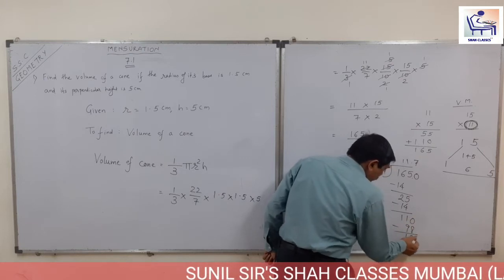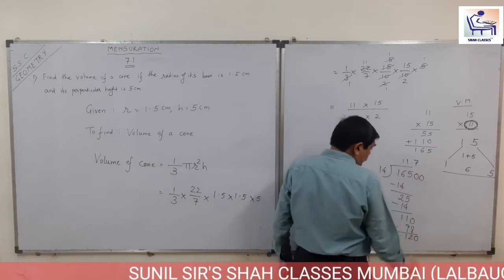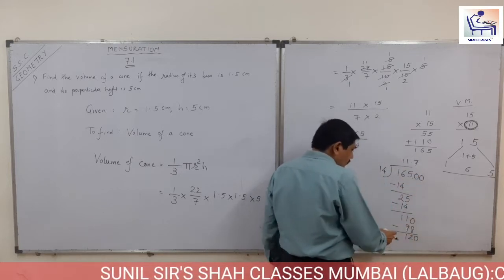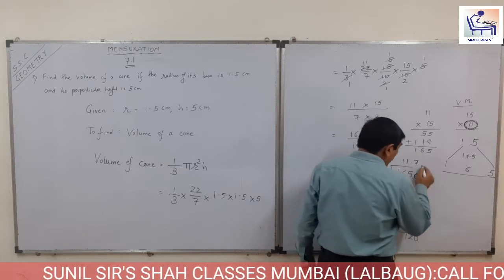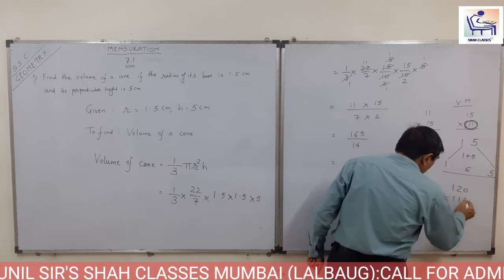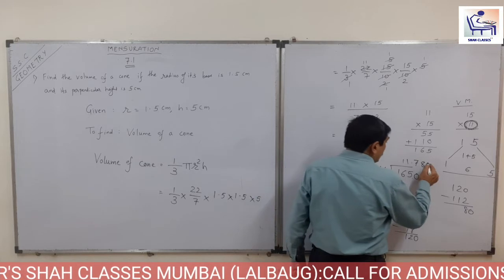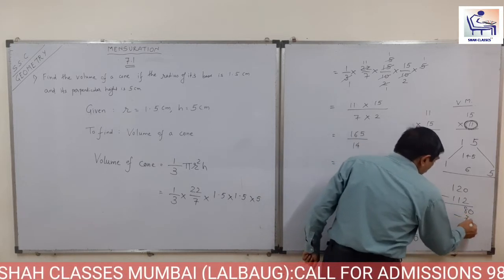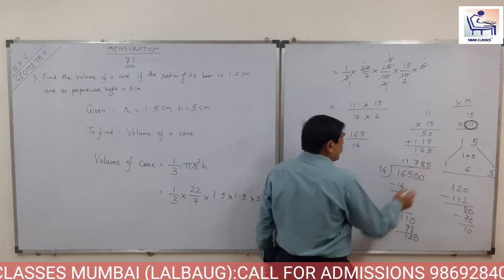So 12 remains. 120. One more 0 we have taken. Now again 14. Okay, 14 7s are 98, 14 8s are 112. So 120 minus 112, 8 remains. Now again 14 5s are 70. So 10 remains. More than sufficient 3 digits after decimal point.